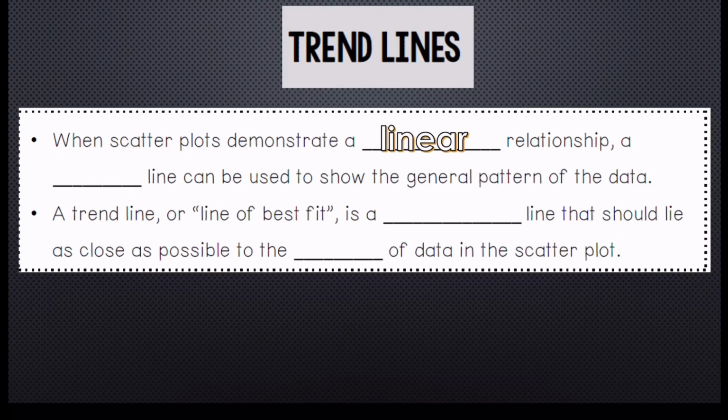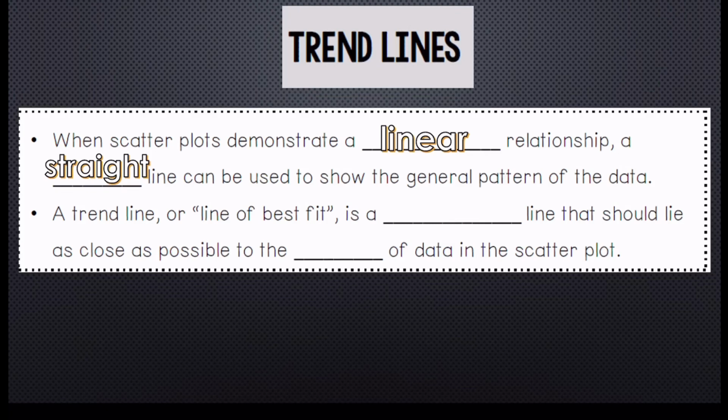So in our last video, we identified our scatter plots and their patterns, and we decided if they were linear or nonlinear. Well, if a scatter plot is in fact linear, a straight line can be used to show the general pattern of that data.